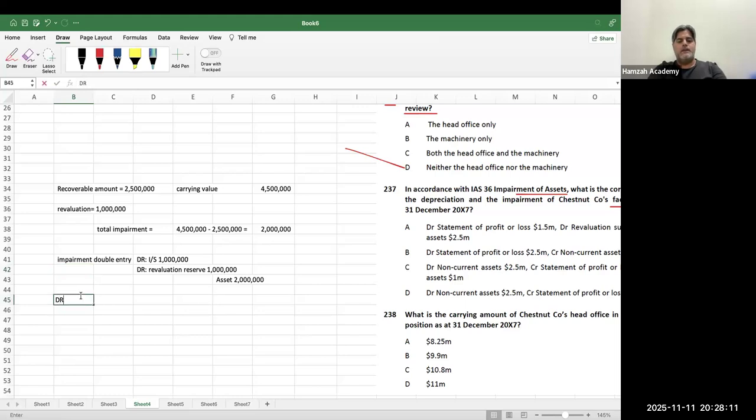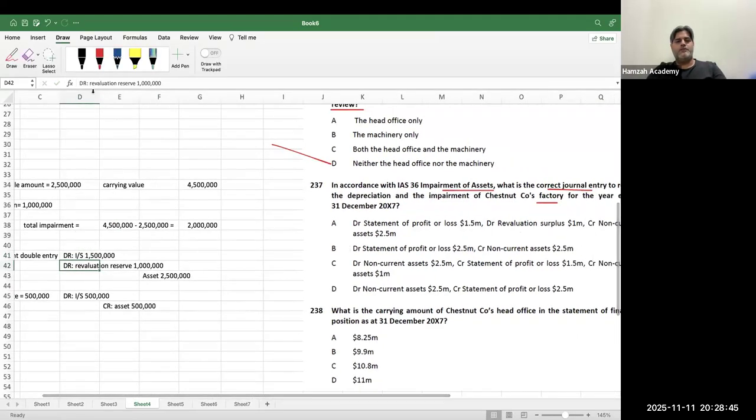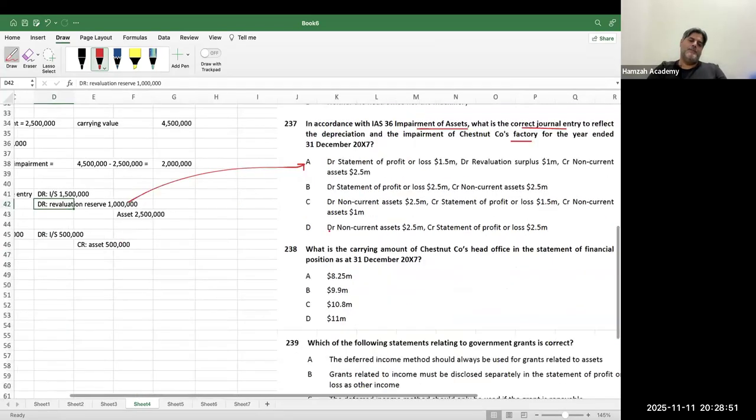Now, as far as the depreciation charge is concerned, which is 500,000, we are going to debit the depreciation expense, or the income statement, with 500,000, and credit the asset with 500,000 over here, right? So in total, the income statement is going to go over here. The asset is going to get more of a credit over here. So that's going to be 2.5, and the income statement is going to be 1.5. So 1.5, 1 and 2.5. The total answer is going to be option A over here, right?